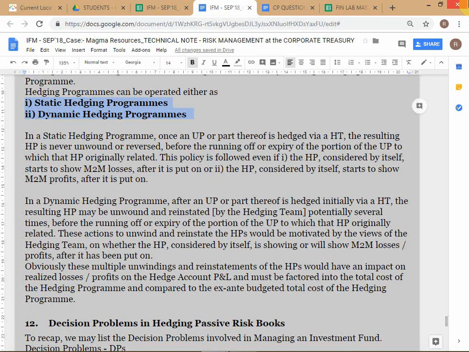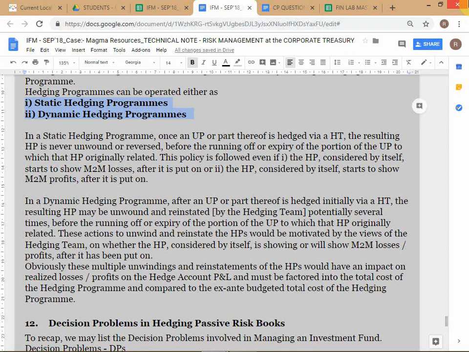Okay, so now the point of static hedging. You can decide to run this hedging program either as a static program or a dynamic program. If you run it as a static program, that means the program guideline is that once you hedge a certain amount, you will never lift that hedge.